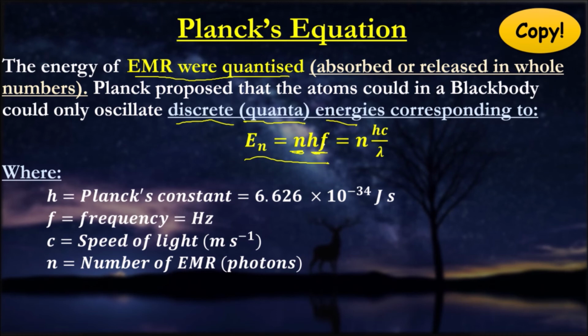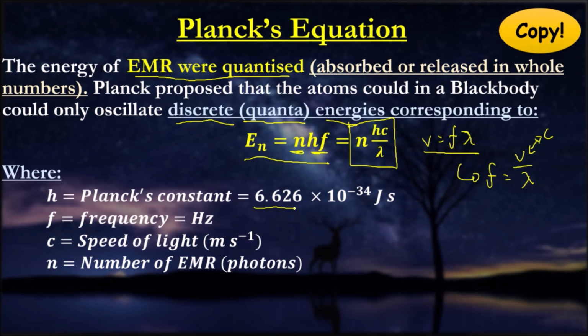If I wanted to put it into fancier terms, I know that v equals f lambda, that's the speed of the wave. So if I rearrange it to make f the subject of the equation, it becomes v over lambda. Now, because we're dealing with light, we can replace v with c, and that's how we lead to this formula here. Planck's constant is 6.62 times 10 to the power of negative 34 joule seconds. So that's what we're having here, okay?